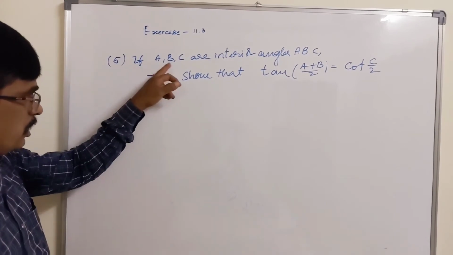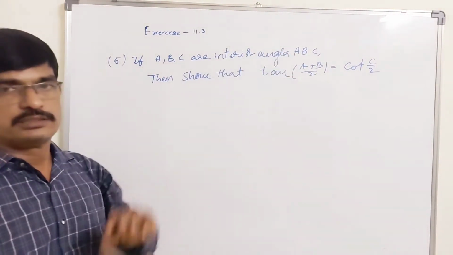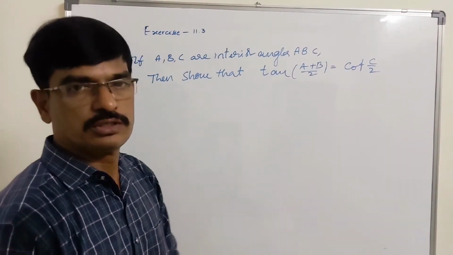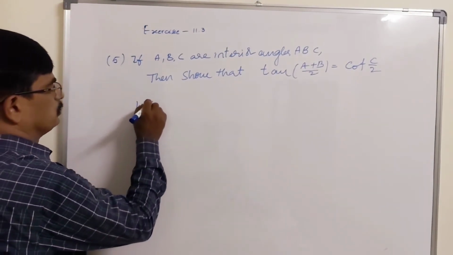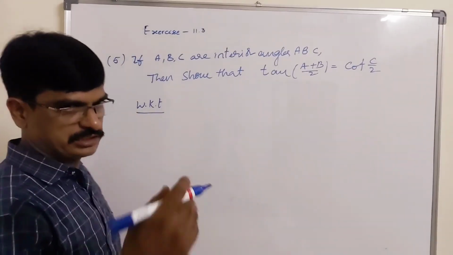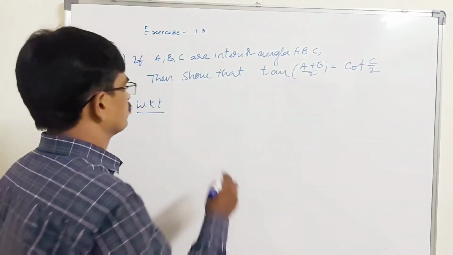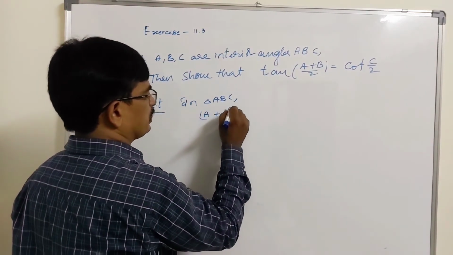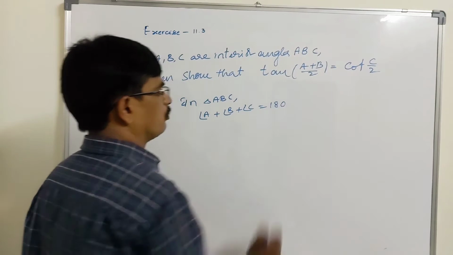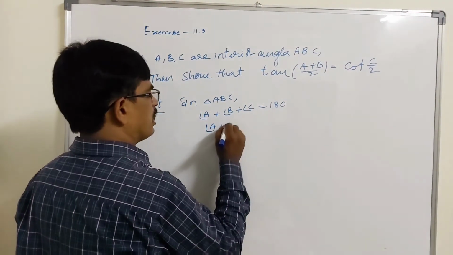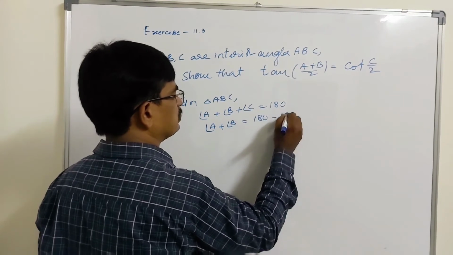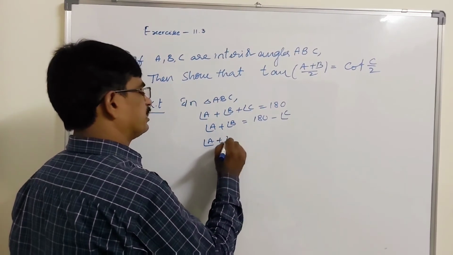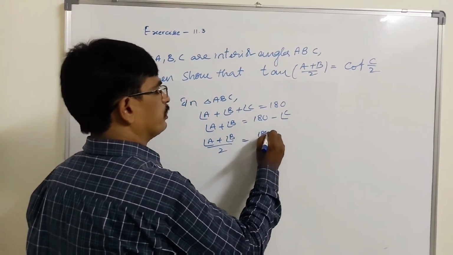Fifth question, if A, B, C are interior angles of triangle ABC, then show that tan of (A plus B) by 2 is equal to cot C by 2. So we know the angle sum property, that is in any triangle the sum of the three angles is 180 degrees. That is in triangle ABC, angle A plus angle B plus angle C is equal to 180 degrees. If you transpose angle C to the RHS, then 180 minus angle C. Now dividing on both sides by 2, angle A plus angle B by 2 is equal to (180 minus C) by 2.